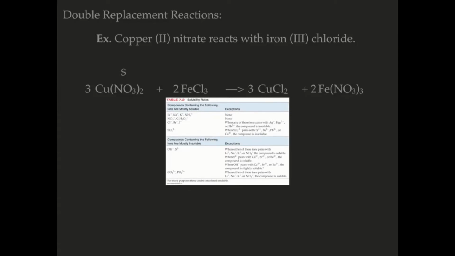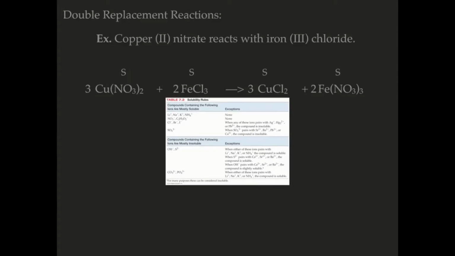Now I'm going to look at chloride. Okay, Cl- is soluble except when it's paired with silver, mercury, or lead. Well, iron is not silver, mercury, or lead, so therefore that's going to be soluble. Okay, copper chloride, again, is going to be soluble because it's not one of the exceptions, and then iron nitrate is going to be soluble because nitrates are always soluble.